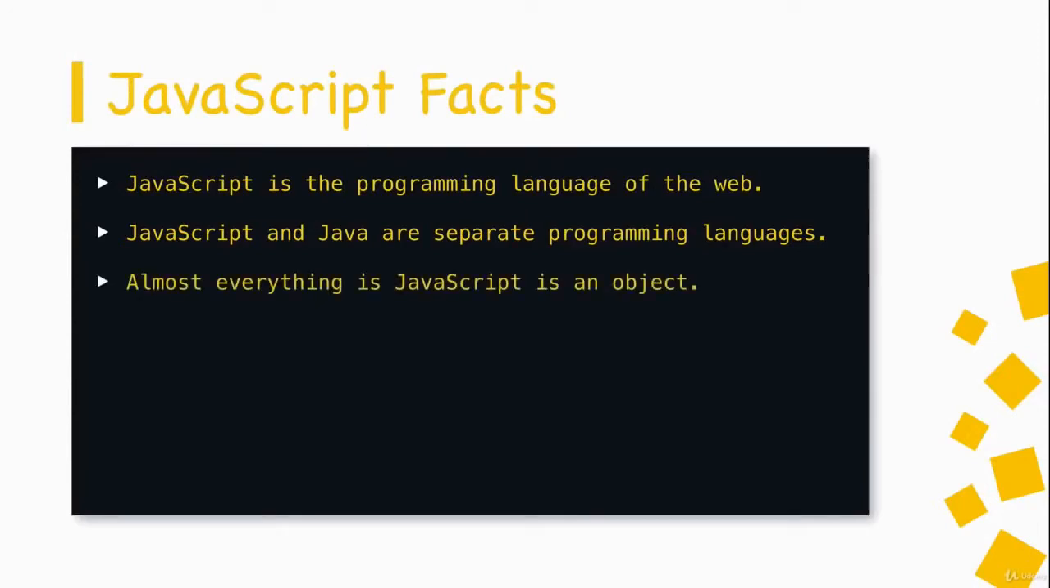Almost everything in JavaScript is an object. Now, you might not understand this right now, but as we go through this course and start learning about JavaScript more and more, we will understand that almost everything in JavaScript is actually an object. Objects are the fundamental building blocks of JavaScript, and that's why objects are very, very important when it comes to the JavaScript programming language.